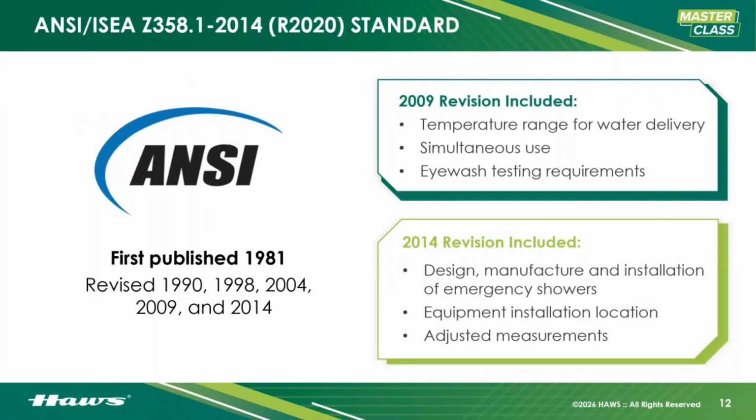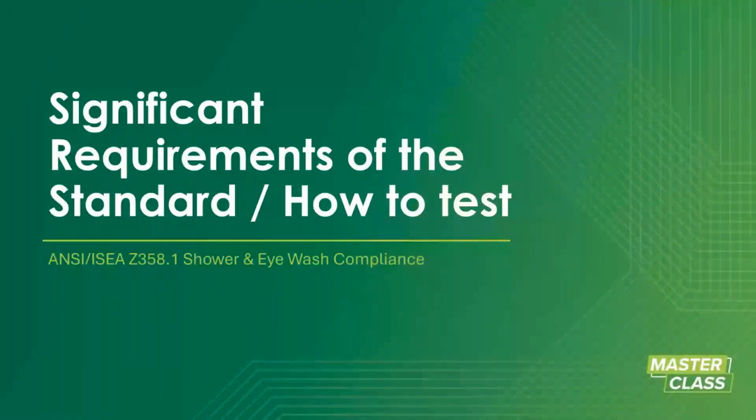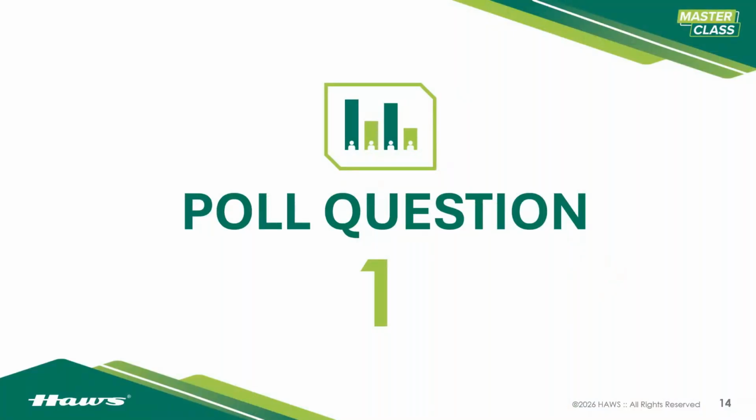But a lot of those changes focused on meaningful things for the victim: temperature range for water delivery, eye testing requirements, design, manufacture, and installation, and things of that nature. Now, I want to get into the significant requirements of the standard line by line, and I want to cover how to test for those things. But first, I want to launch poll question number 1, please.